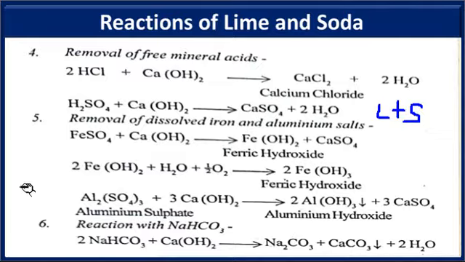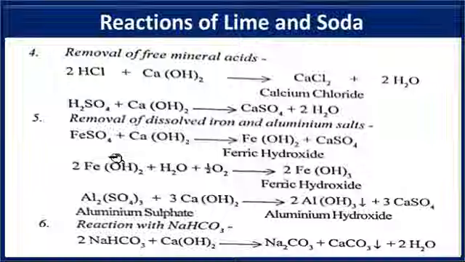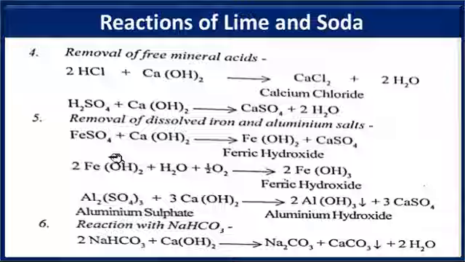Now, next is the removal of dissolved iron and aluminium salts from the water. If iron sulfate is present in the hard water, in general we know that in water purification we have discussed that in the coagulation process we add the iron sulfate and alum for better sedimentation of the water. So in this way, in some water samples iron sulfate and aluminium sulfate are also present in the water.